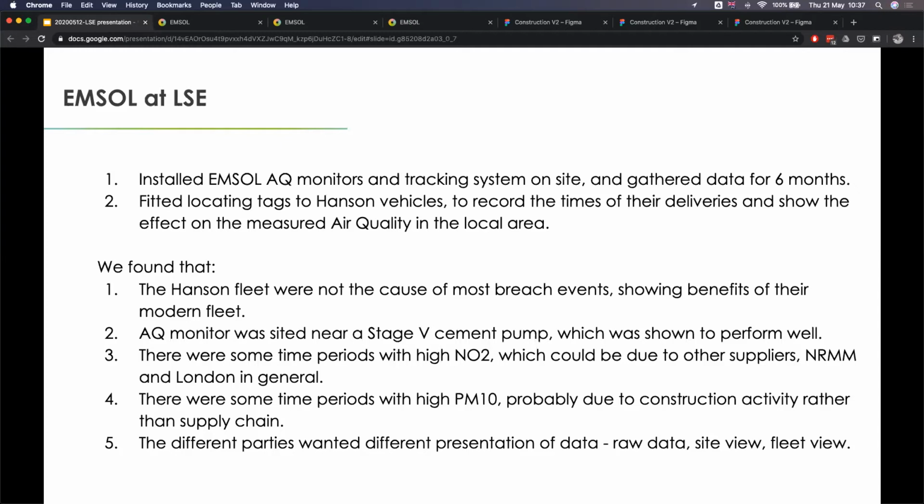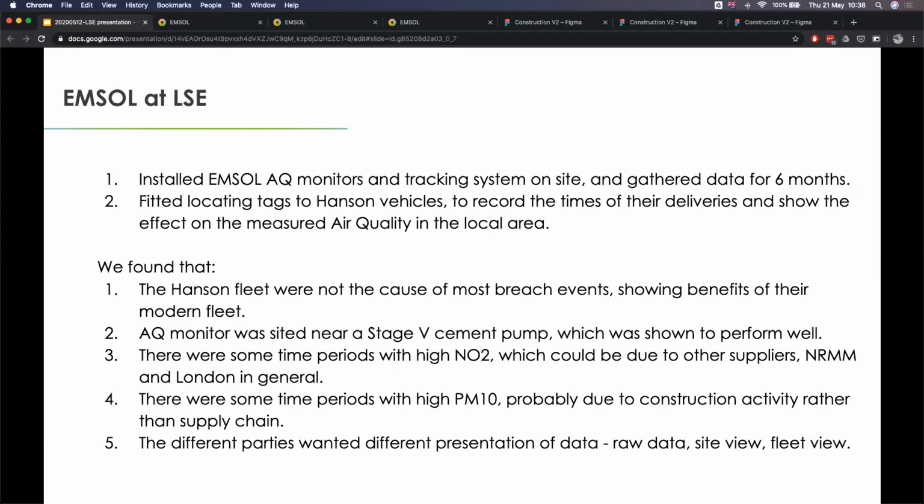Okay, a second finding is that a stage 5 cement pump, which was on site, was shown to perform really well. So stage 5 is one of the more recent standards for plant equipment, and again, this shows that spending the money on the new equipment does actually have an impact on the sites.